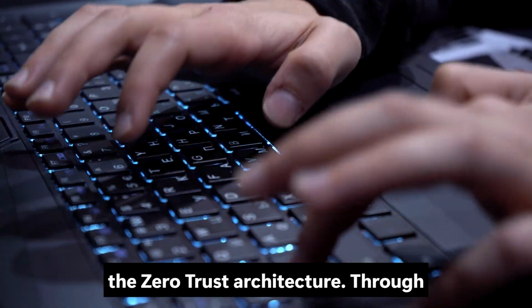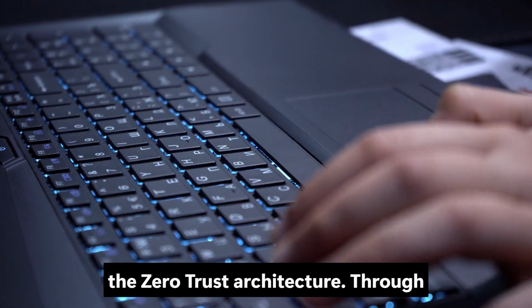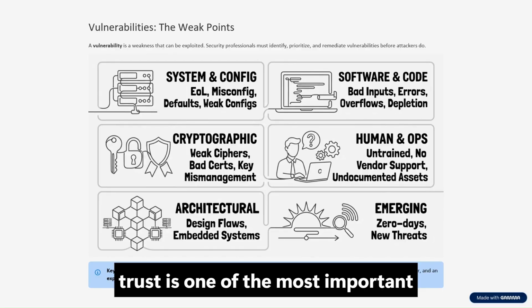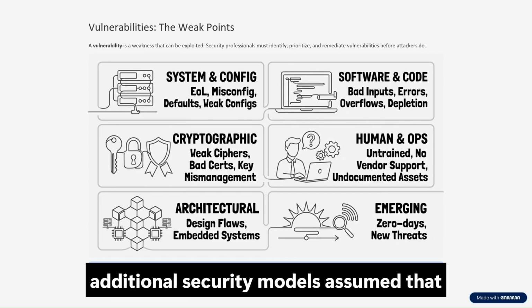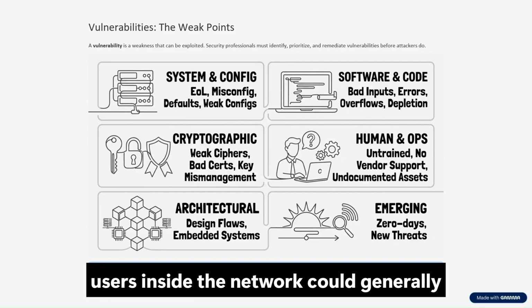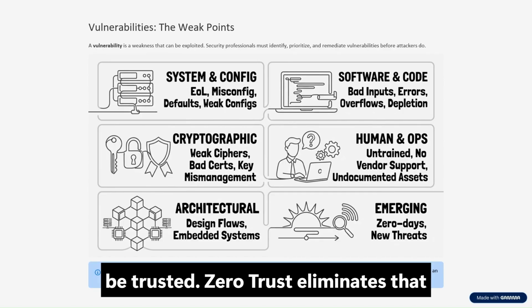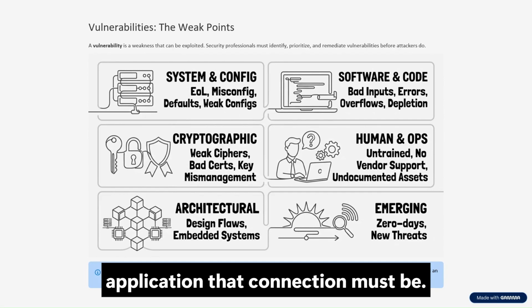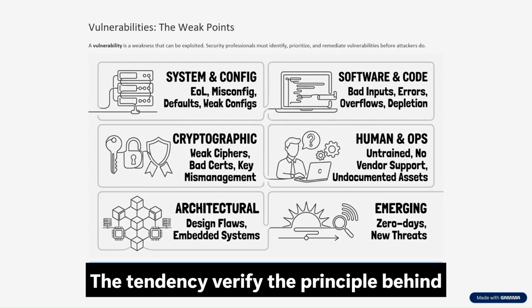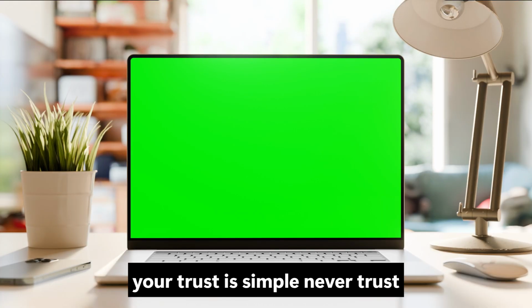Now, let's discuss the Zero Trust architecture. Zero Trust is one of the most important modern cybersecurity models. Traditional security models assume that users inside the network can generally be trusted. Zero Trust eliminates that assumption. Instead, every user, device, application, and connection must be continuously verified. The principle behind Zero Trust is simple: never trust, always verify.